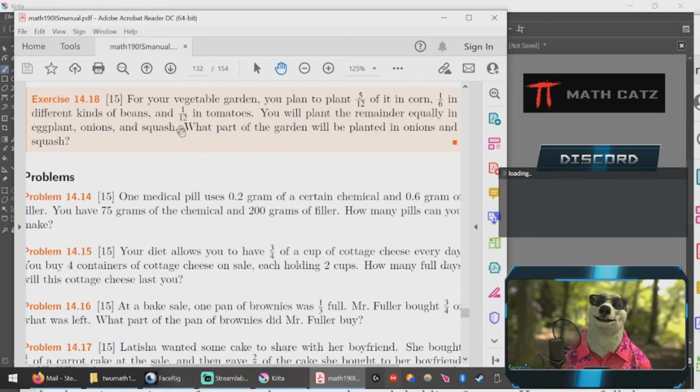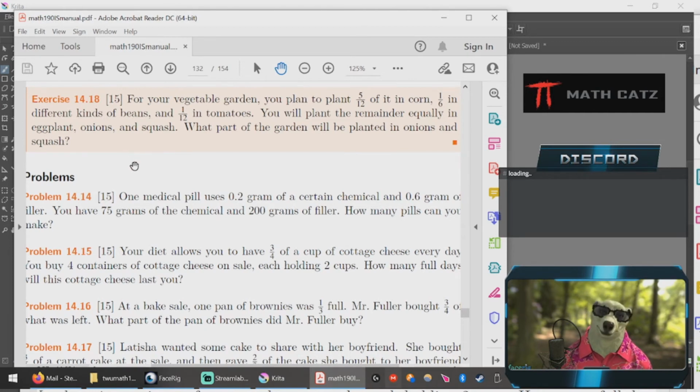Okay, 14/18. For your vegetable garden, you plan to plant 5/12 of it in corn, 1/6 of it in different kinds of beans, and 1/12 in tomatoes. You will plant the remainder equally in eggplant, onions, and squash. What part of the garden will be planted in onions and squash?